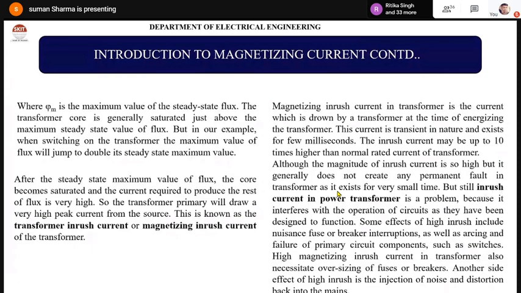So this is a slight introduction to what is magnetizing current and how it is different from fault current. What is its magnitude? What is its duration? It is of transient nature. It exists for a few milliseconds and it can distort and maloperate some switches and require the oversizing of fuses and circuit breakers for power transformer protection.